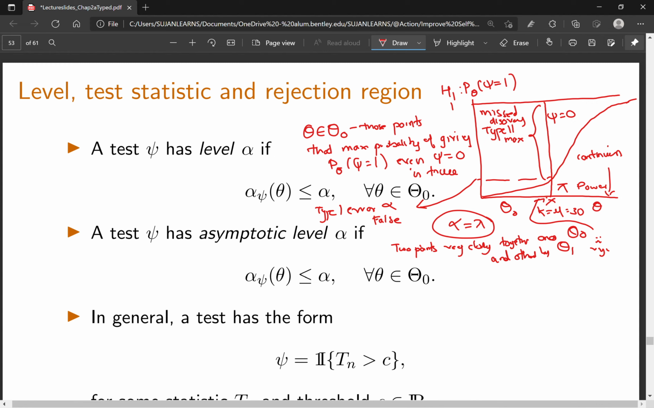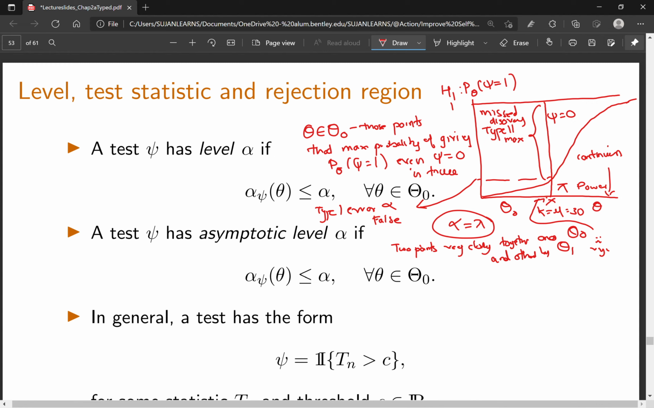And how do we set type 2 error to 0%? We reject everything. That means we reject all the evidence. Whenever we do the test, we reject all the time, and then there won't be any misdiscovery. That's how we set type 2 error to 0%. Those two are not ideal cases. Those two are not practical.